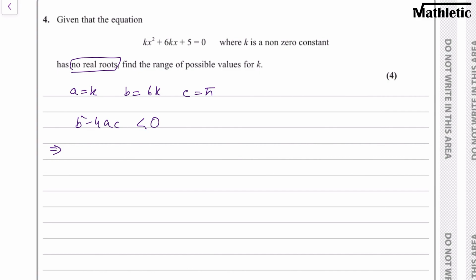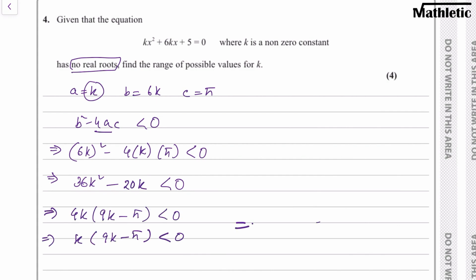So I will be substituting the value of a, b, c. So this will be 36k square minus 80 less than 0. Sorry, a is k, so 4ac is 4 into k into 5, so you get 20k.